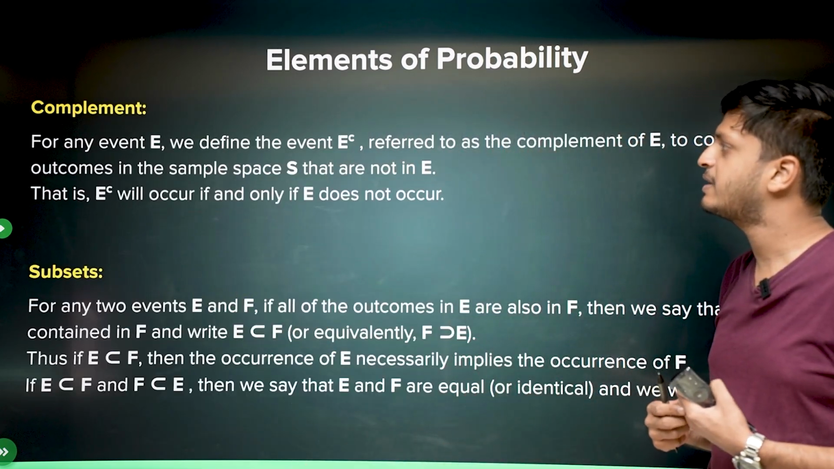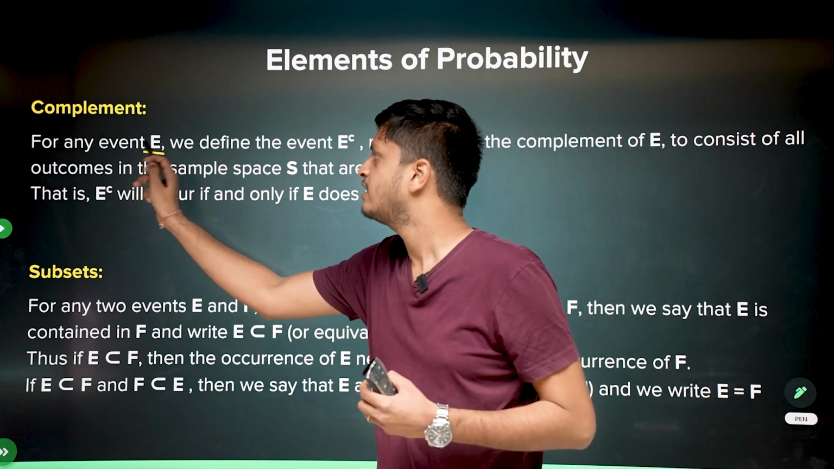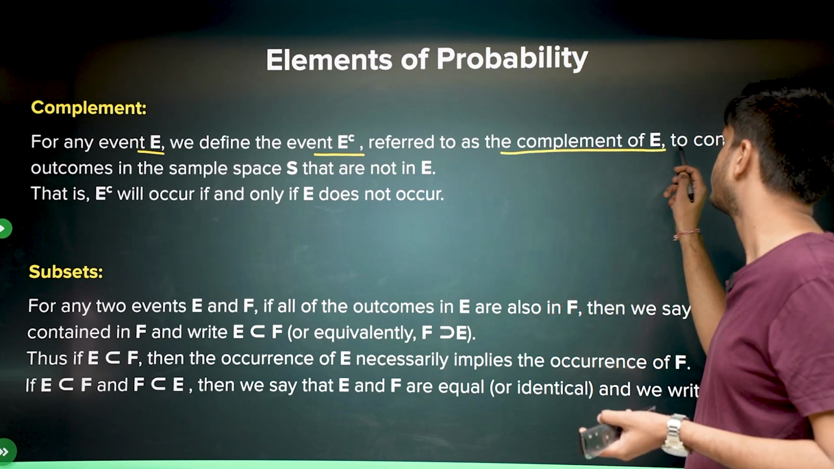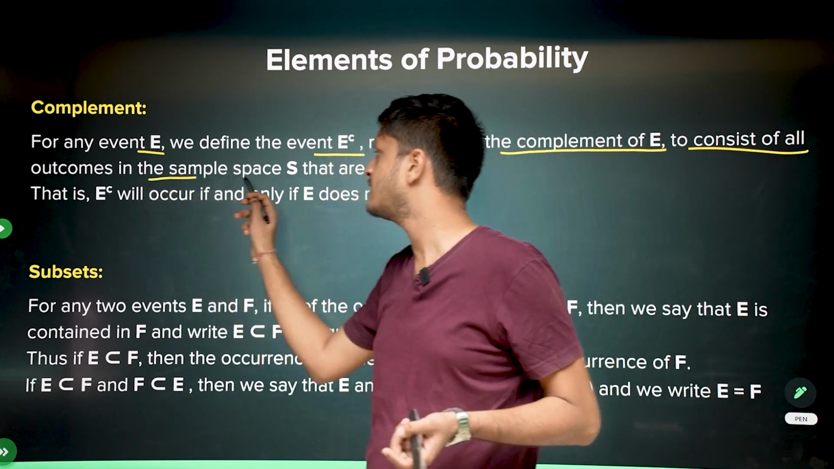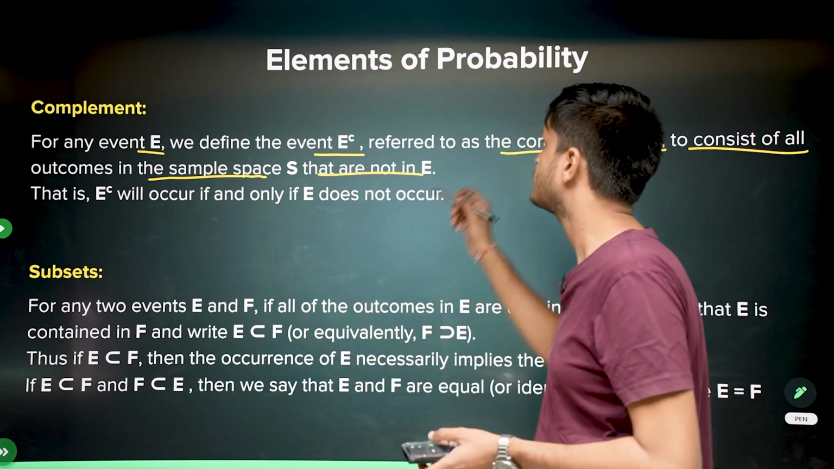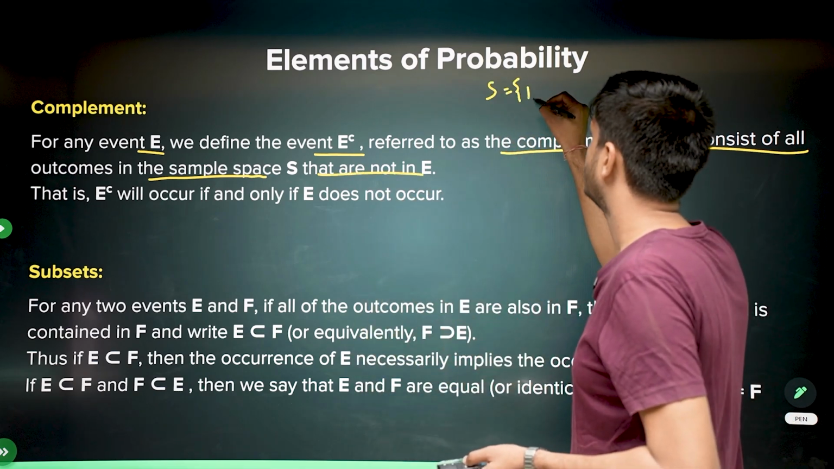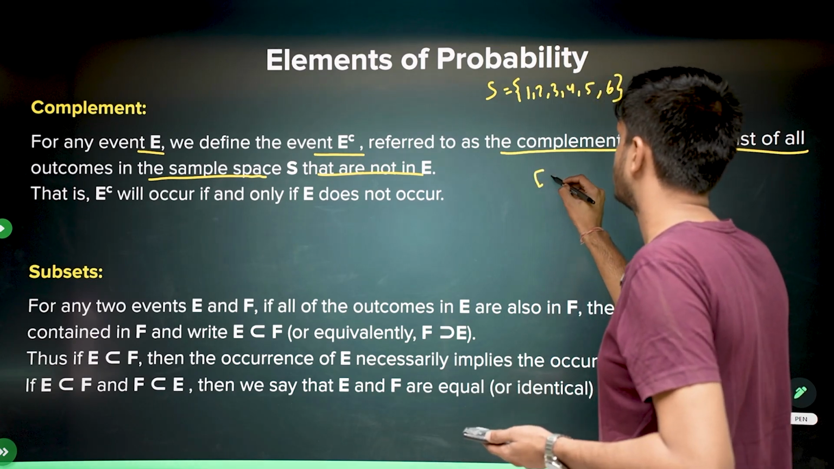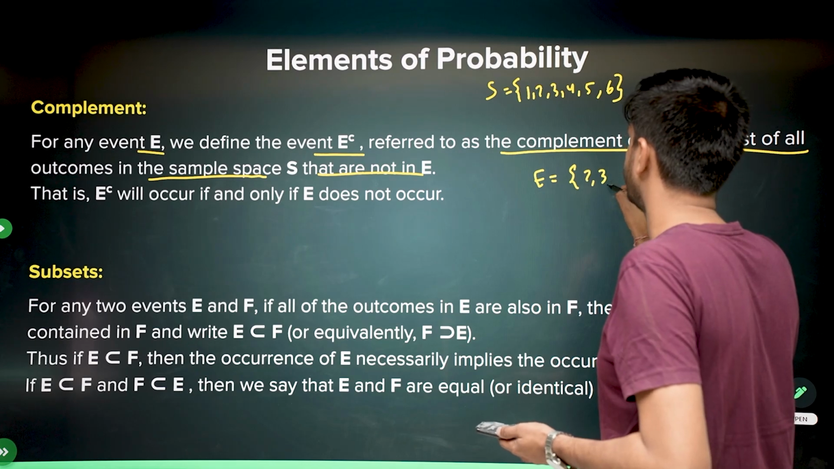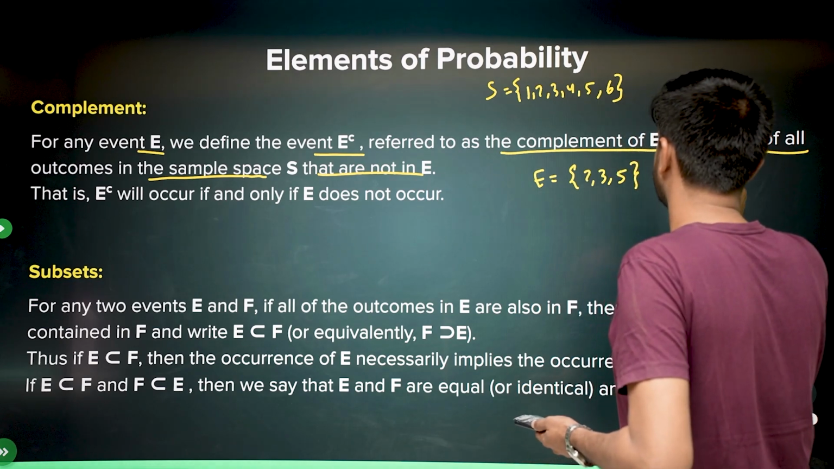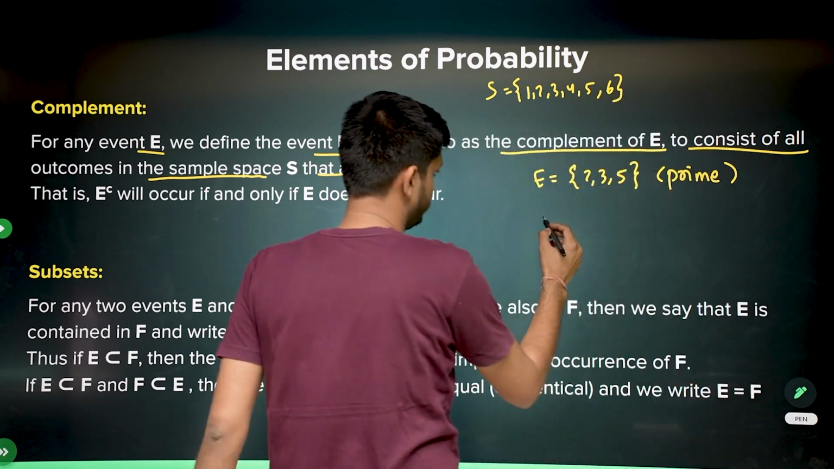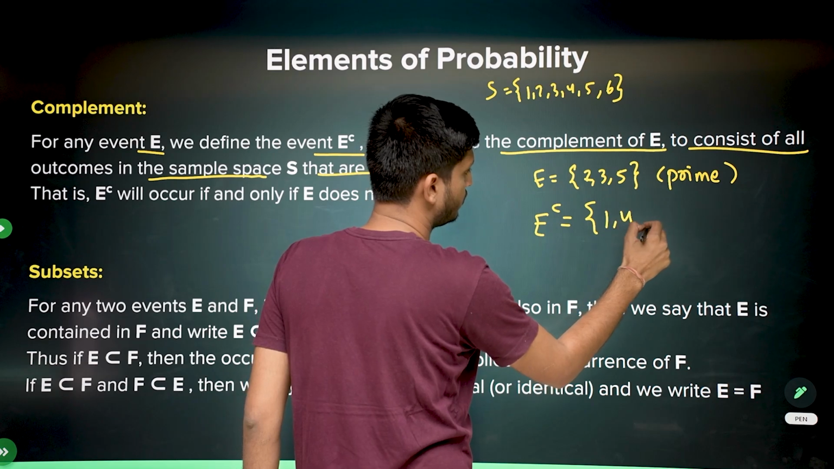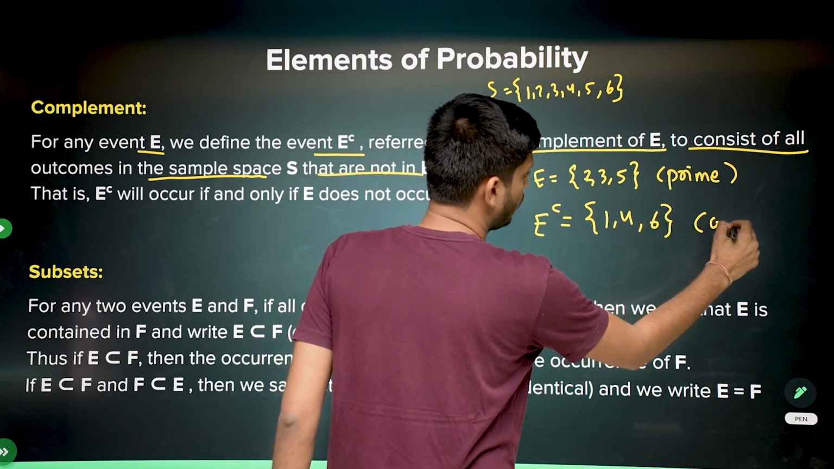Cool. The next element is complement. So for any event E, we define the event E complement, called the complement of E, to consist of all the outcomes in the space that are not in E. So if this is the universe, 1, 2, 3, 4, 5, 6, and if E is your event getting a prime number 2, 3 or 5, then what will be E complement? It will be 1, 4 or 6. It is like getting the composite numbers.